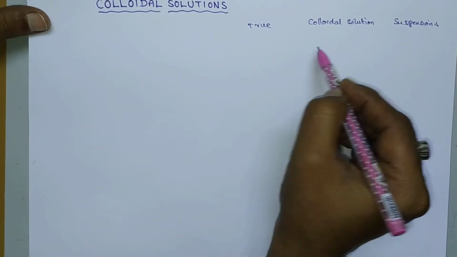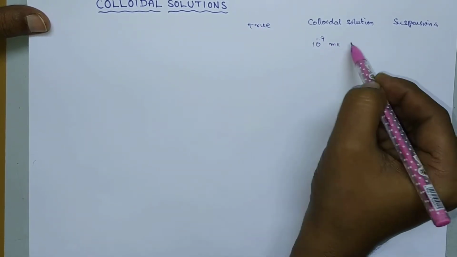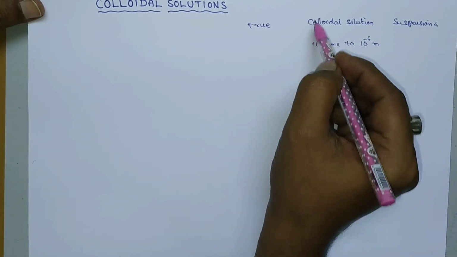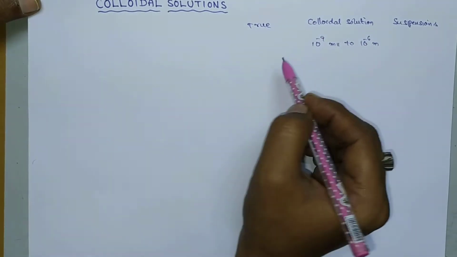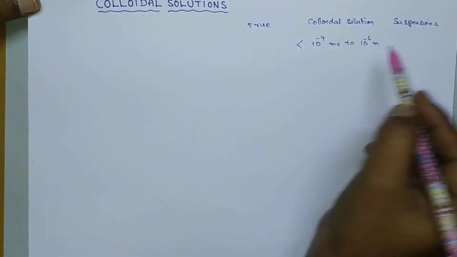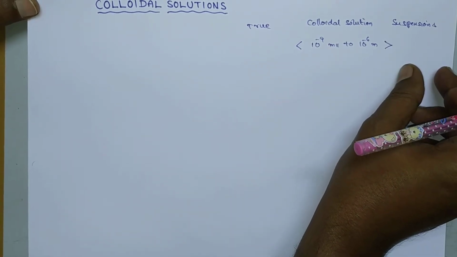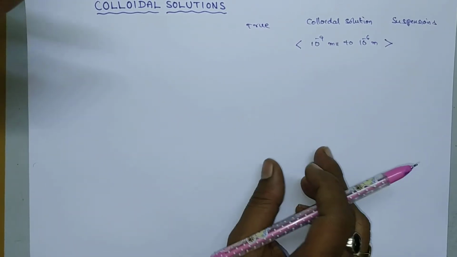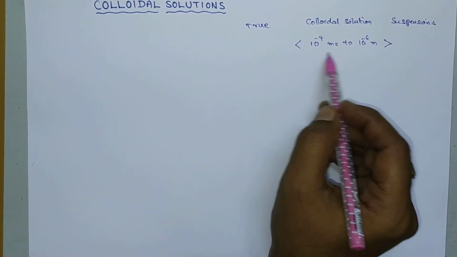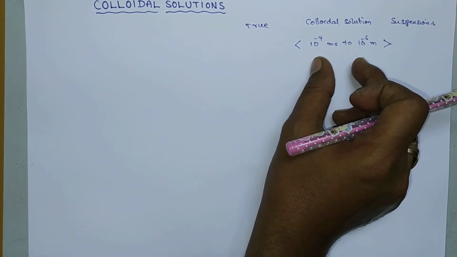If the size of the solute particles ranges from 10 power minus 9 meters to 10 power minus 6 meters, then it is called a colloidal solution. If the size is less than this range, it is called a true solution. If the size is greater than this range, it is called a suspension. A colloidal solution means a solution whose particles are present in this range.